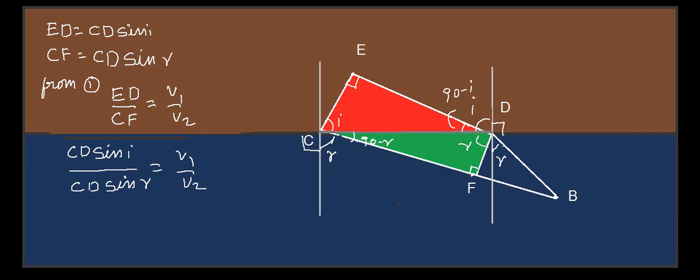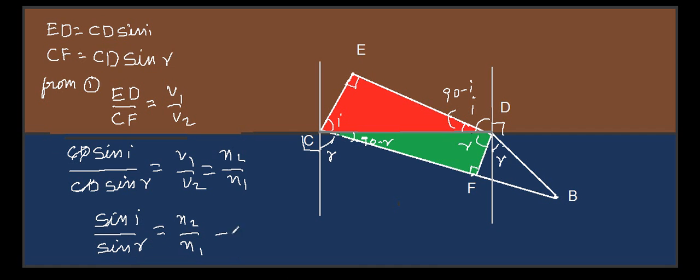Now let us substitute these values in this equation. We have CD sin I by CD sin R equals V1 by V2. And we know that V1 by V2 equals N2 by N1. CD gets cancelled. Therefore, sin I by sin R equals N2 by N1, which implies N1 sin I equals N2 sin R. This is Snell's law.